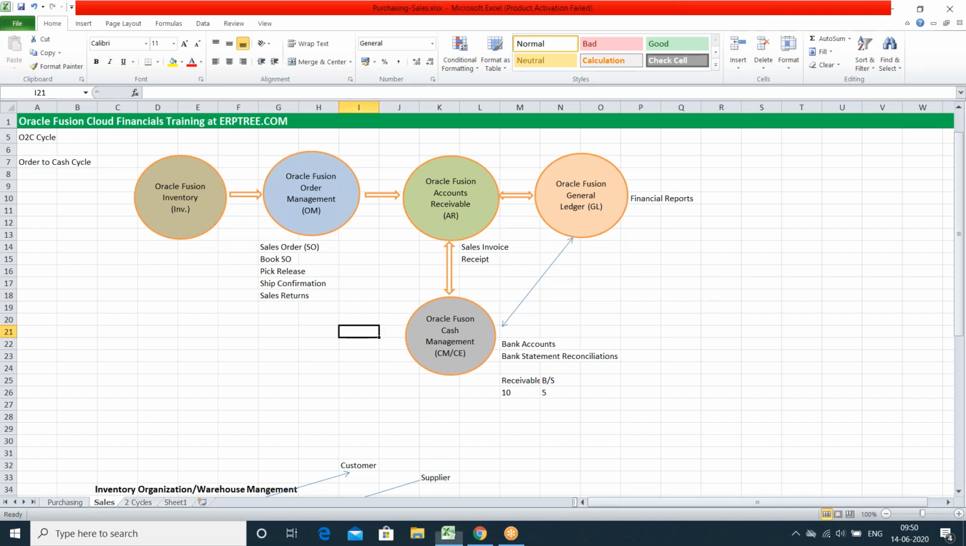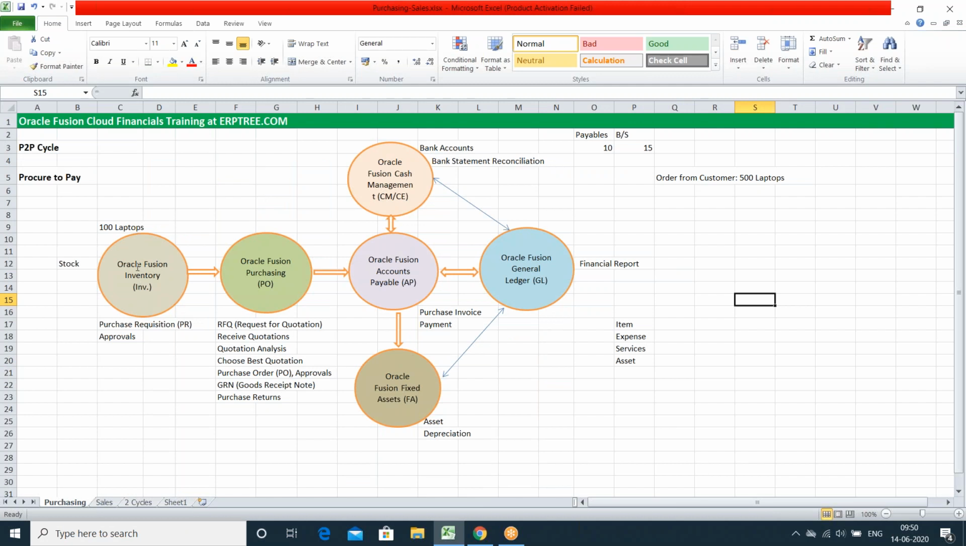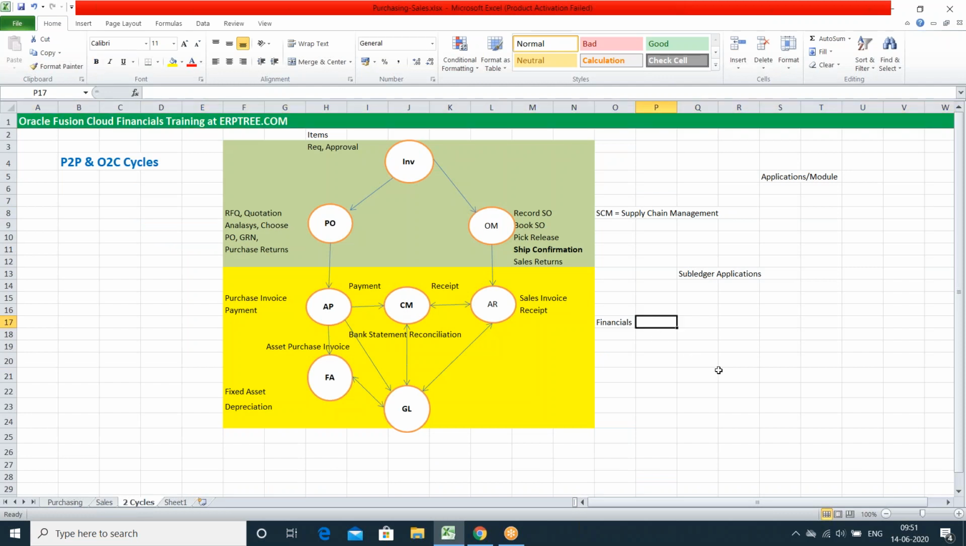So any other questions here, please? No questions. Now we'll go and see these two cycles. Hope you remember each application's short name, right? Oracle Fusion Inventory INV, Oracle Fusion Purchasing PO, Oracle Fusion Accounts Payables AP, Oracle Fusion Cash Management CMR CE, Oracle Fixed Assets FA, Oracle Fusion General Ledger GL, Oracle Fusion Order Management OM, Oracle Fusion Accounts Receivable AR. These are the short names you should remember. If you remember those short names, now we'll see both cycles at a time here.